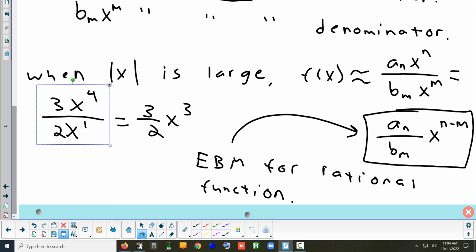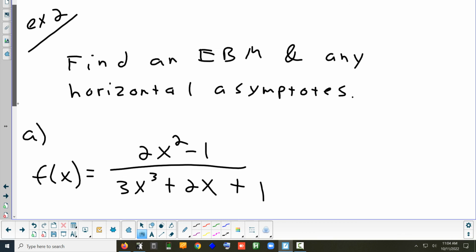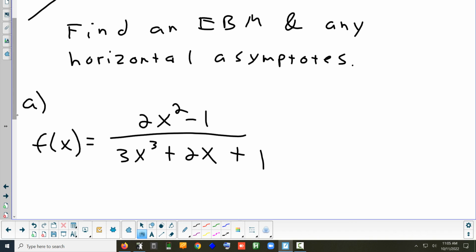Now, just to be clear, the types of end behavior with a rational function are different than polynomials. The up, up, up, down, down, down, down, up, that's for a polynomial. Rational functions don't have those same choices. So I'll show you how we use the EBM in a minute. Sorry, how did you get the numbers to the left? That was just an example I made up. This is going to be an actual problem.